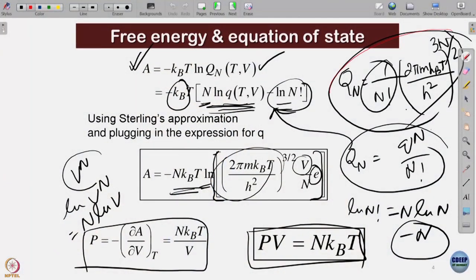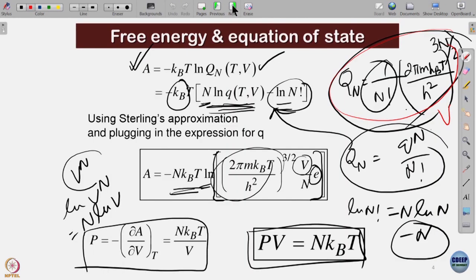Now, in the last class we discussed first the partition function, which is the Qn I have here on my board, coming from integration over the momentum. The real space integration gives volume. The small q that we derived contains this quantity multiplied by the volume. So for n particles we have q to the power n, and then we derived the free energy.